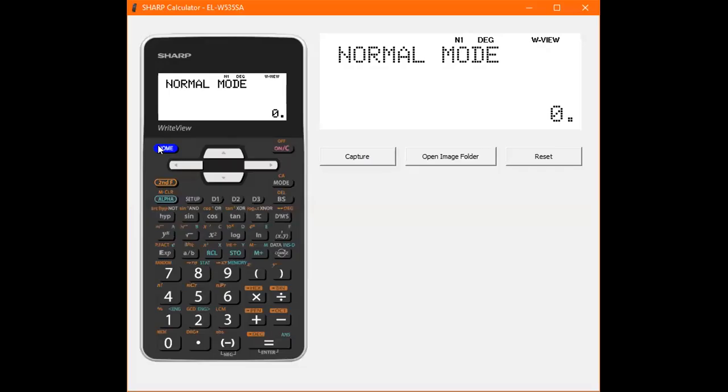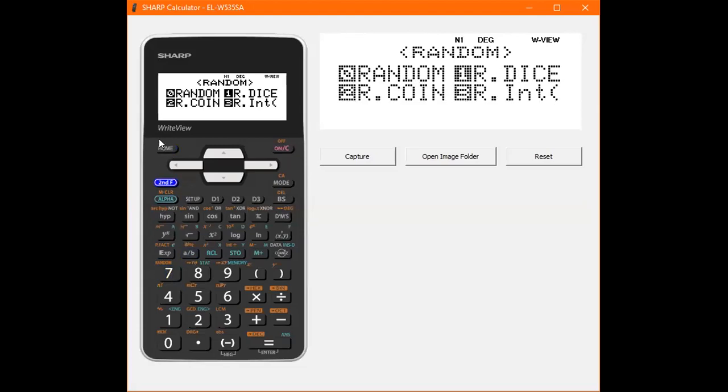So again, we're going to go home. And this time we're going to press second function and 7. Then you'll see you have 4 different options. So random does random decimals between 0 and 1 to 3 decimal places.